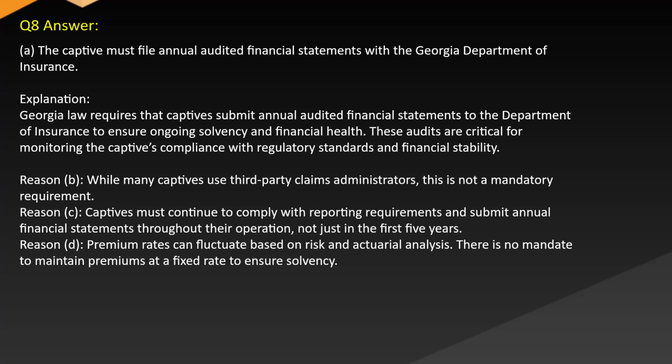Reason C. Captives must continue to comply with reporting requirements and submit annual financial statements throughout their operation, not just in the first 5 years. Reason D. Premium rates can fluctuate based on risk and actuarial analysis. There is no mandate to maintain premiums at a fixed rate to ensure solvency.